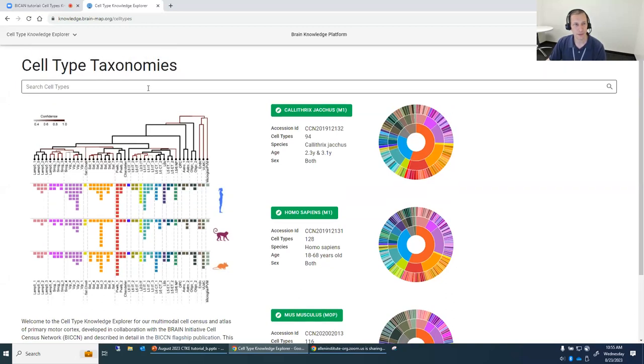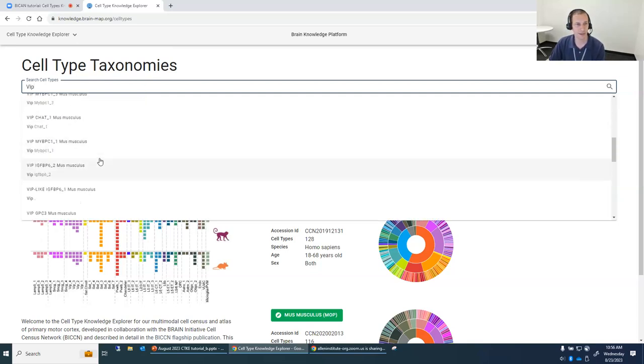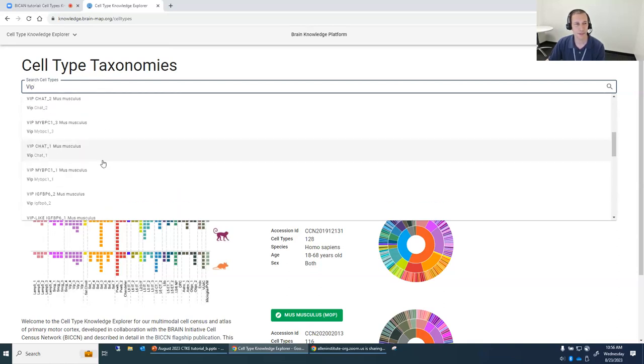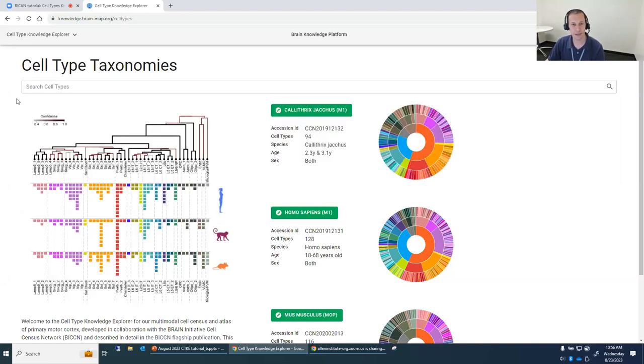From the main page, you can also directly jump into any of the cell types by typing either a gene name, for genes that are marker genes or that are in the name of the cell type, or by typing in any part of the cell type. So for example, if I type in VIP, it'll give me a list of the various VIP cell types across all three of these taxonomies. This is actually powered by an ontology service that allows you to do this kind of a search.